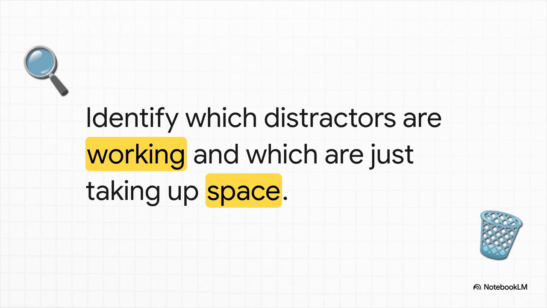Furthermore, you can even run a distractor analysis to fine-tune your items for the next time around. If you calculate the proportion of choices and realize, hey, nobody is falling for option C, then it simply isn't a plausible misconception. It's just taking up space and needs to be replaced to maintain the rigor of the test.